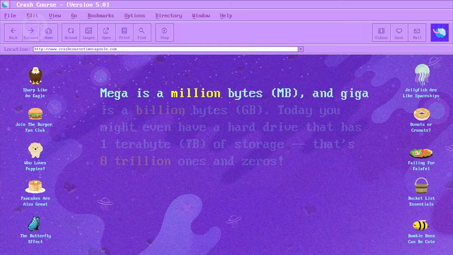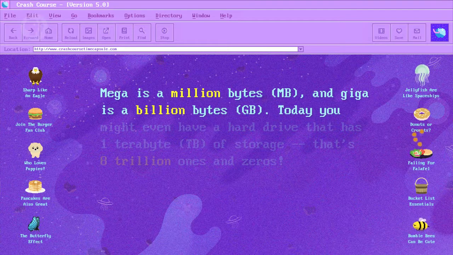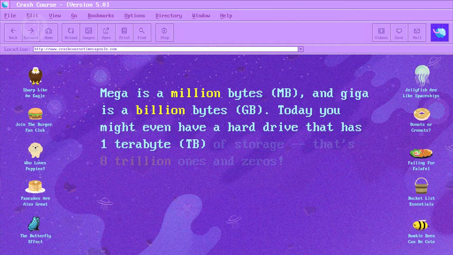Just like 1 kilogram is 1,000 grams, 1 kilobyte is 1,000 bytes, or really 8,000 bits. Mega is 1,000,000 bytes and giga is 1,000,000,000 bytes. Today, you might even have a hard drive that has 1 terabyte of storage. That's 8 trillion ones and zeros. But hold on, that's not always true. In binary, a kilobyte has 2 to the power of 10 bytes, or 1,024. 1,000 is also right when talking about kilobytes, but we should acknowledge it isn't the only correct definition.